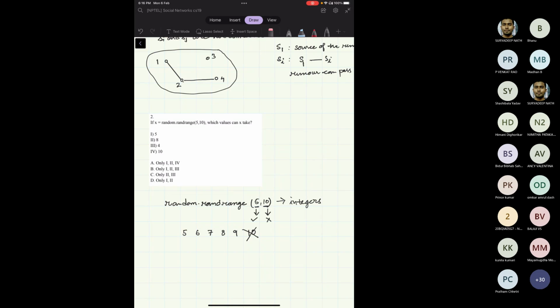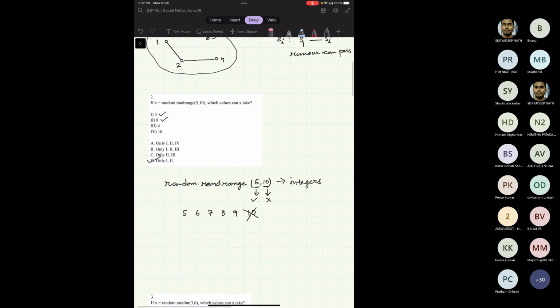So what are the correct options here? It can give out 5, it can give out 8, but it cannot give out 10. So only 4 is not in the list itself. So the right answer is option D. Is it clear? If you have any questions, you can ask.